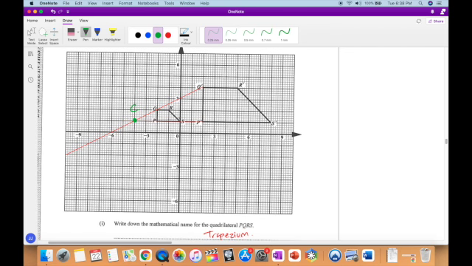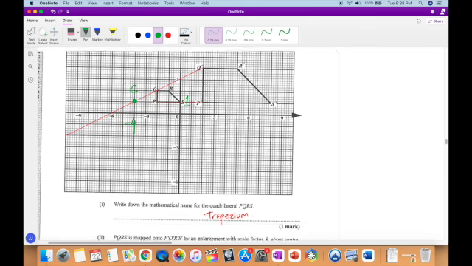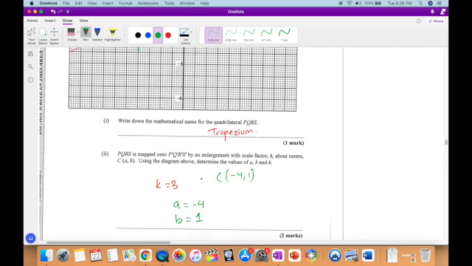And we can see that this point, 1, 2, 3, this is -4. And on the y-axis, this is 1. So the point C is actually (-4, 1). So therefore A is -4 and B is +1. Any questions? Okay.